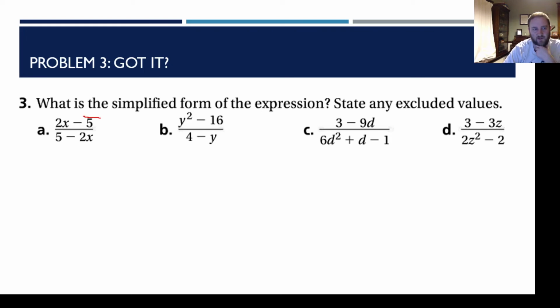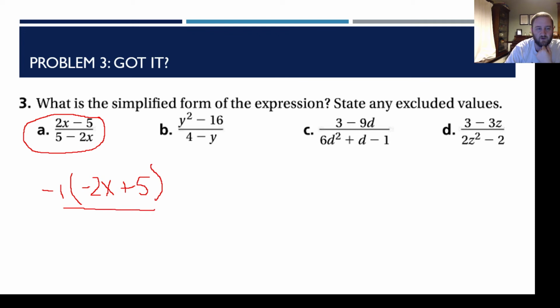All right, so let's look at this first one. We've got 2x minus 5 over 5 minus 2x. These are opposites, right? So let's say I do negative 1. If I factor out a negative 1 from the top, 2x divided by negative 1 is negative 2x, and then negative 5 divided by negative 1 is a positive 5, over 5 minus 2x.